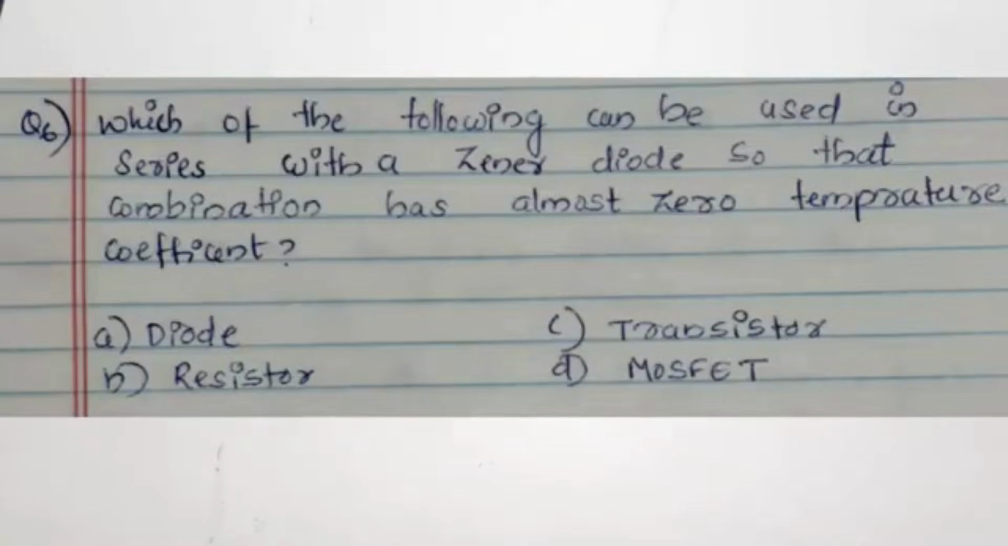Which of the following can be used in series with a Zener diode so that the combination has almost zero temperature coefficient? This is a theory question. What combination can be used with a Zener diode so that its temperature coefficient is nullified? Options: A diode, B resistor, C transistor, D MOSFET.